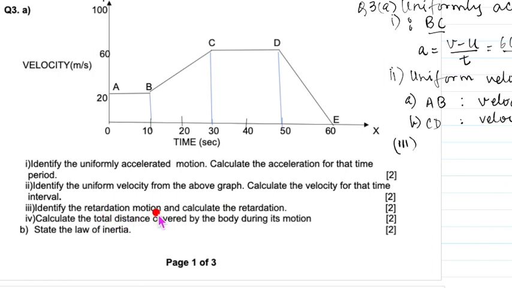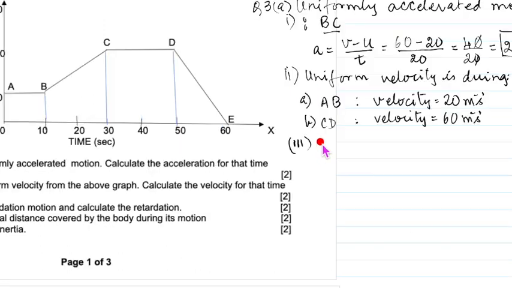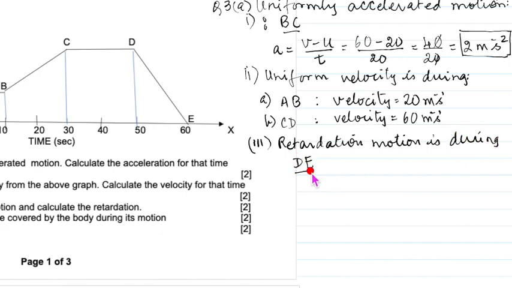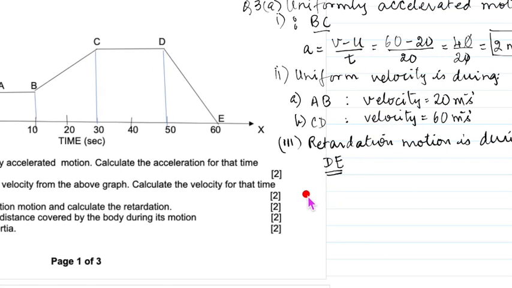Let us come to the third subpart. Identify the retardation motion and calculate the retardation. Now retardation means the velocity is decreasing. Can you see during DE it is going from 60 to 0. So we will say retardation is during DE. Underline that.